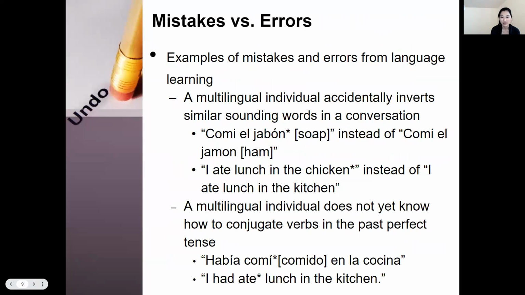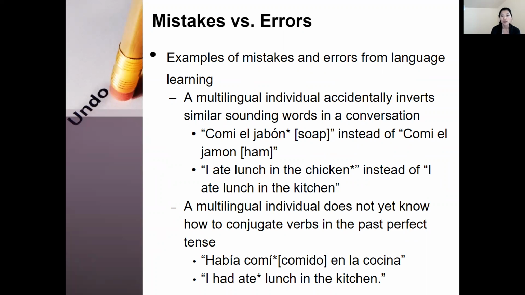In other words, while a mistake is just something that we say offhand without thinking about it, or when we actually do know the rule, an error happens when we have internalized an incorrect rule. So examples of mistakes and errors from language learning would include something like a multilingual individual who accidentally inverts similar sounding words in a conversation. For example, comí el jabón, I ate the soup, instead of comí el jamón, I ate the ham, right? Or in English, I ate lunch in the chicken instead of I ate lunch in the kitchen.